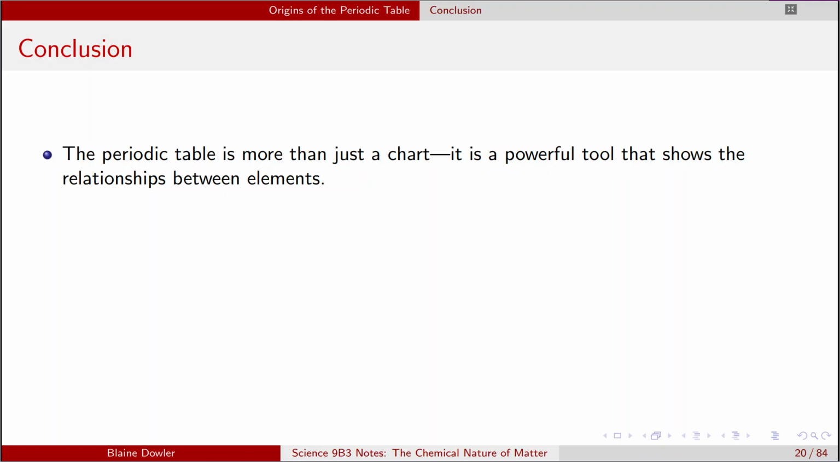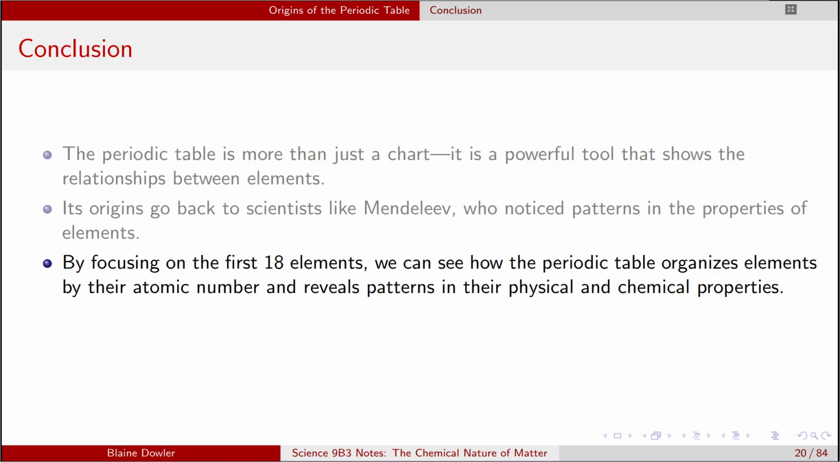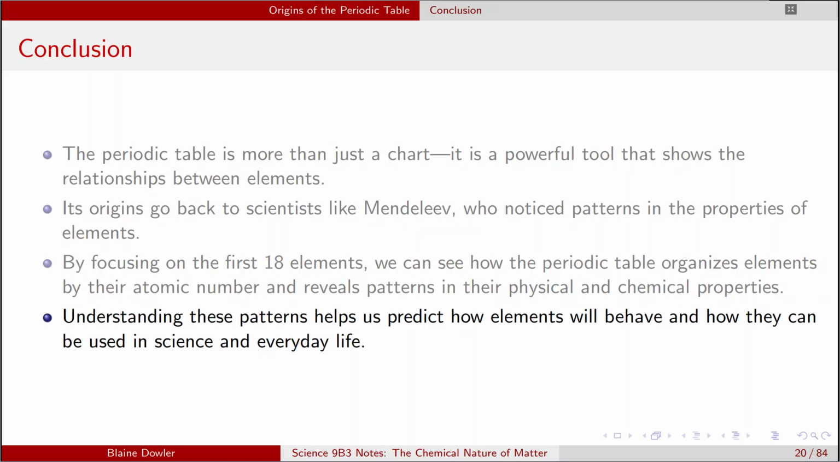So in conclusion, the periodic table is more than just a chart. It is a powerful tool that shows the relationships between elements. Its origins go back to scientists like Mendeleev, who noticed patterns in the properties of elements. By focusing on the first 18 elements, we could see how the periodic table organizes elements by their atomic number and reveals patterns in their physical and chemical properties. Understanding these patterns helps us predict how elements will behave and how they can be used in science and everyday life.